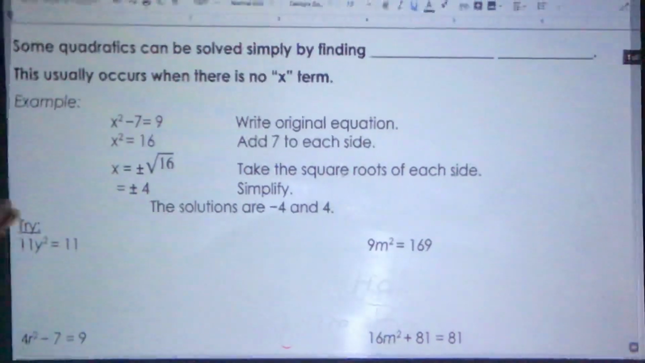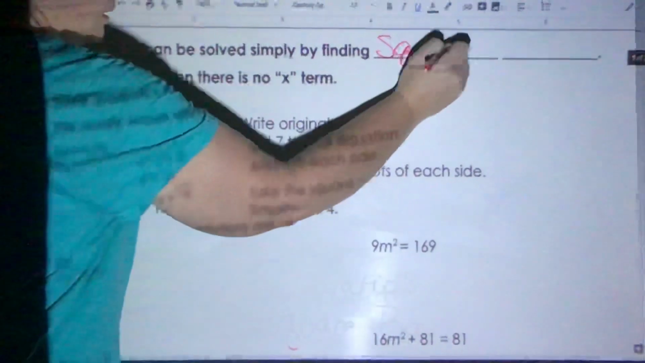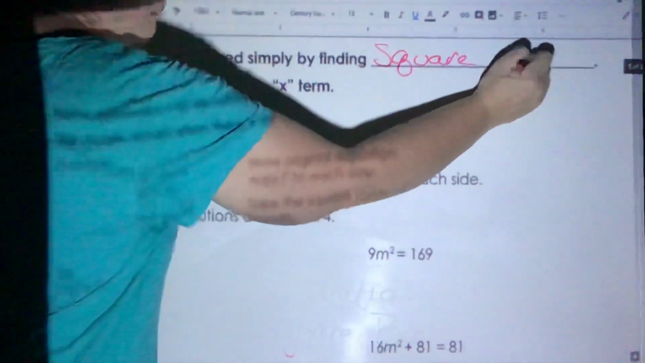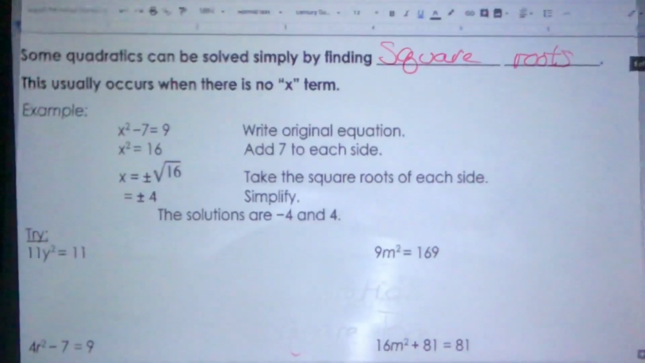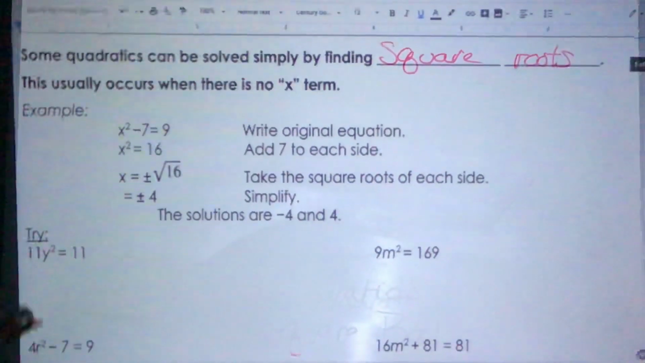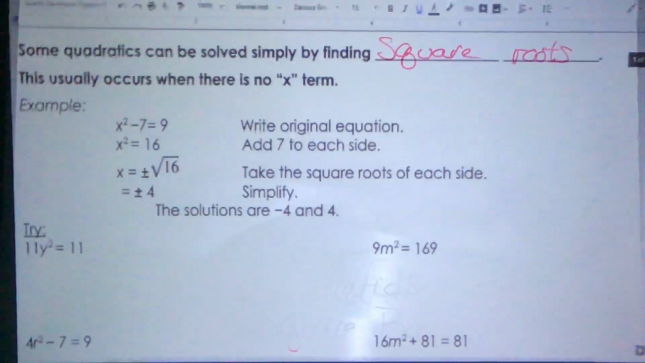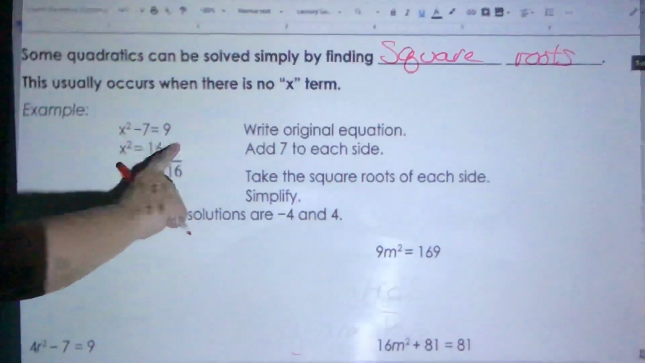Some quadratics can be solved simply by finding square roots. This usually happens when there's no middle x term. So you just have your x squared and you have some constants, and then you can solve algebraically using square roots. For example, here, x squared minus 7 equals 9.